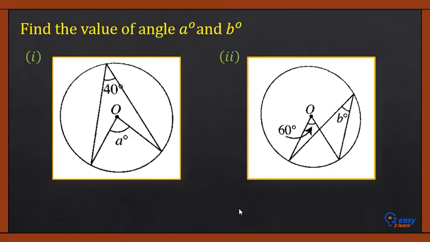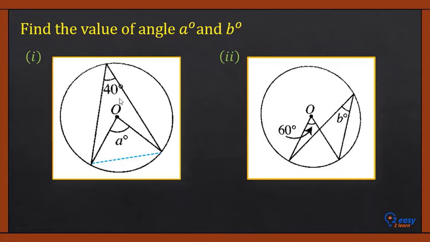Question number 1. Find the value of angle A and angle B in part 1. There is an angle A at the center of the circle, and it is formed by this blue chord, and this angle is at the circumference. This blue chord is also making an angle at the circumference of the circle, which is 40 degrees.